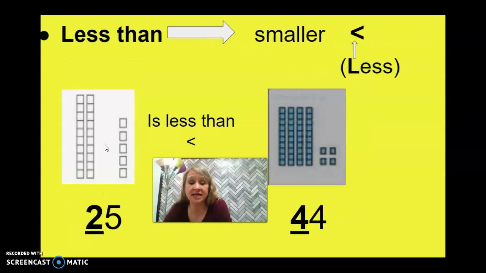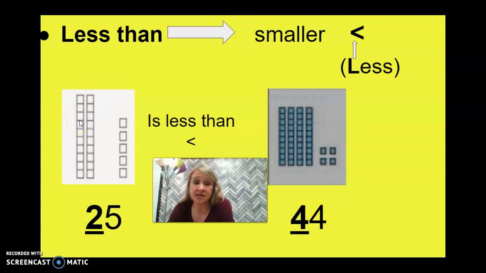Now we have less than. Less than means smaller. The number is going to be smaller. Less than has a symbol that looks like this arrow. It kind of reminds me of a crooked L. It's kind of leaning over on its side. So this sign for less than kind of looks like an L, which also begins less than, right? So less than, L. Maybe that will help you.